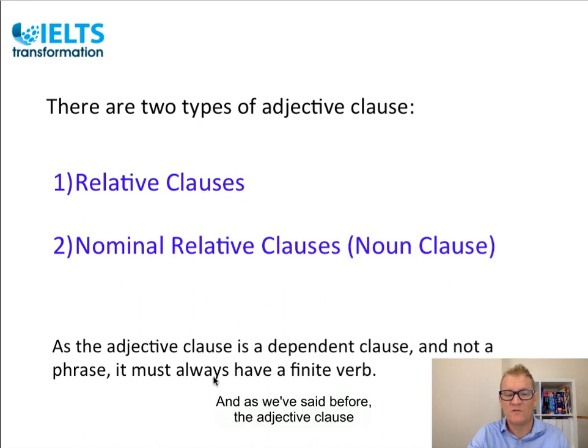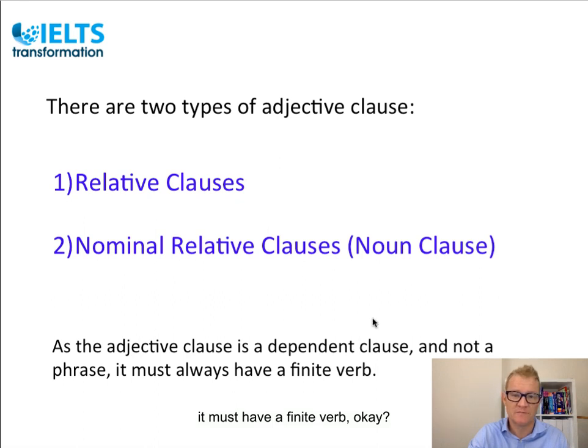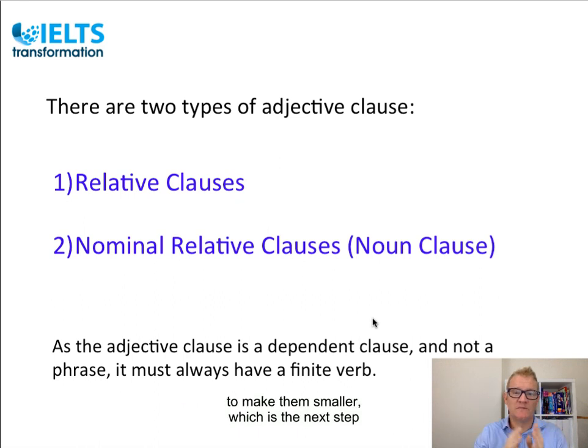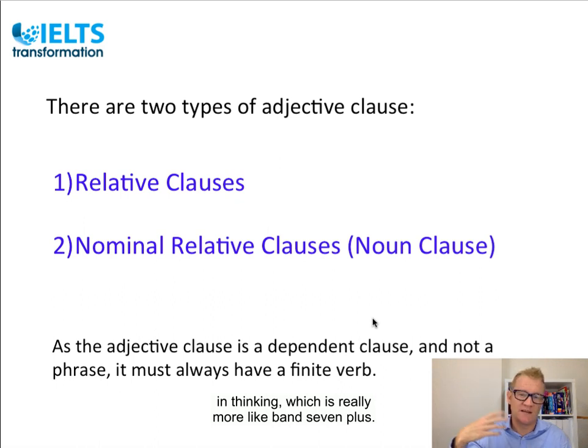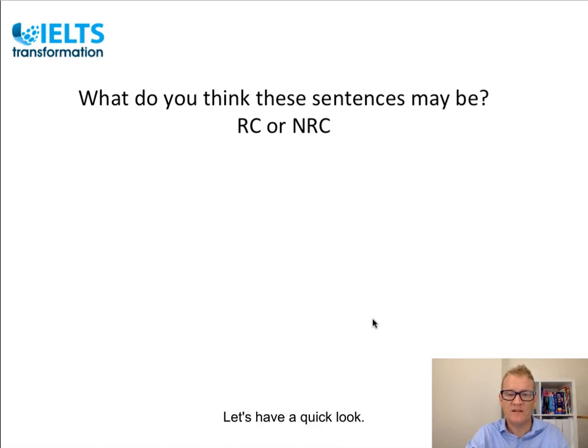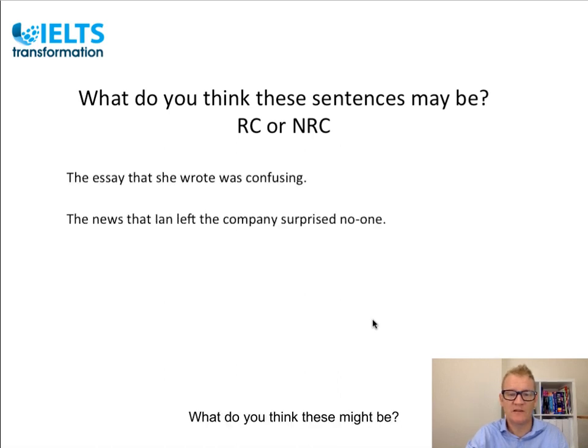As we've said before, the adjective clause is a dependent clause and not a phrase. It must have a finite verb, okay? We'll also talk about how to reduce them, to make them smaller, which is the next step in thinking, which is really more like a band 7 plus, really. Let's have a quick look. What do you think these might be?